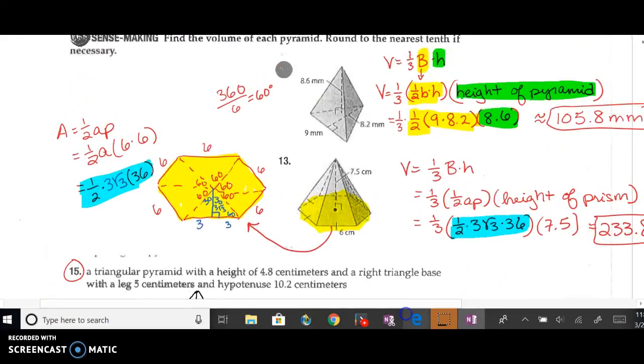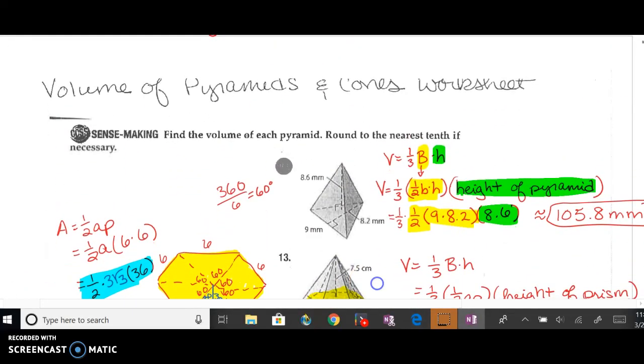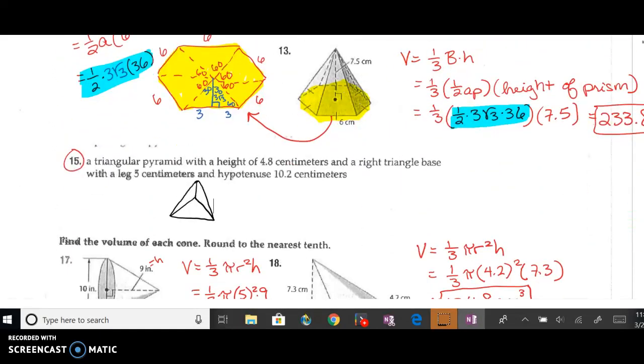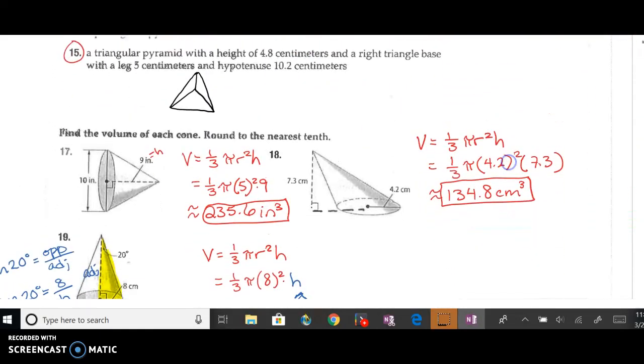Okay, so what I was going to try and hit some of the trouble spots on the volumes of pyramids and cones worksheet. So here, one of the problems that gives people trouble on this worksheet is number 15. Okay, so it says a triangular pyramid. So I've drawn us a triangular pyramid with a height here of 4.8 and a right triangle base.